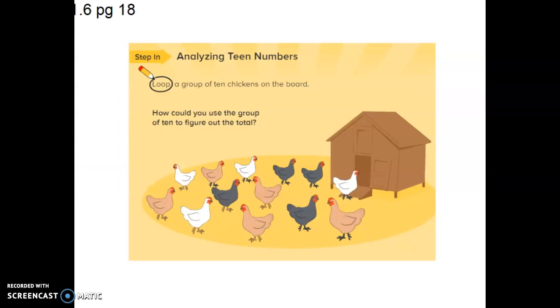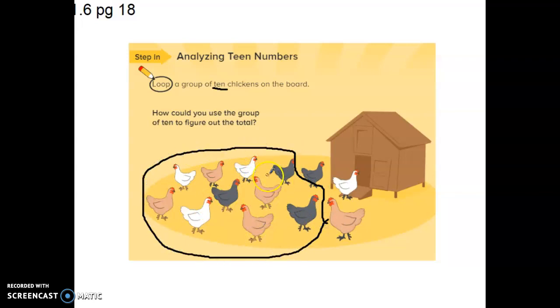So it says, we're on page 18, circle a group of 10 chickens on the board. So let's see, we've got 2, 3, 4, 5, 6, 7, 8, 9, 10. So I'm going to draw a little line here and make a group of 10 chickens. So I have 10 here.